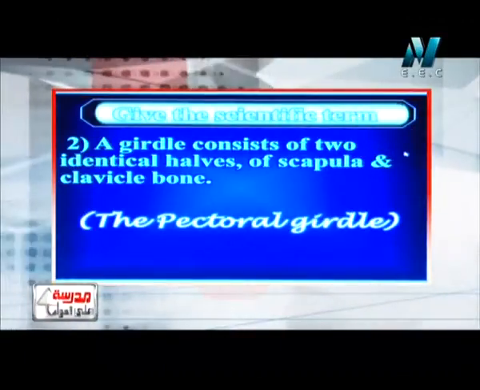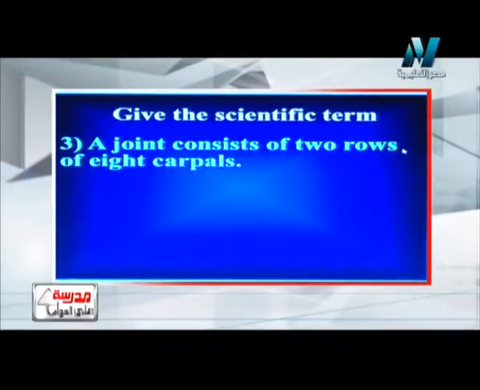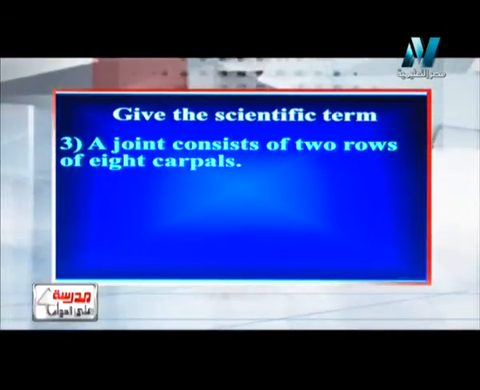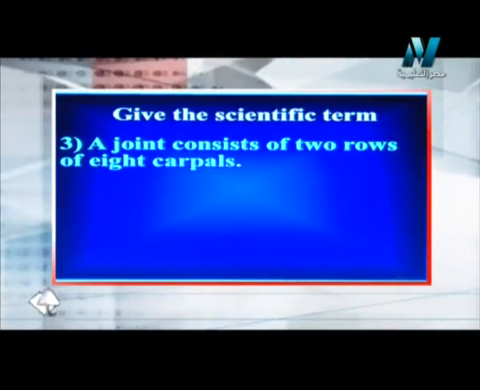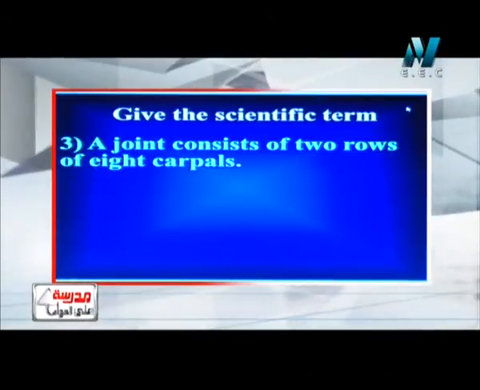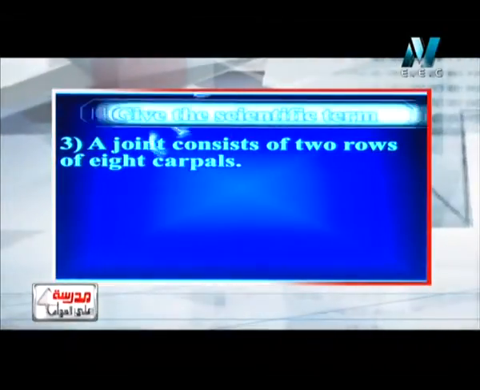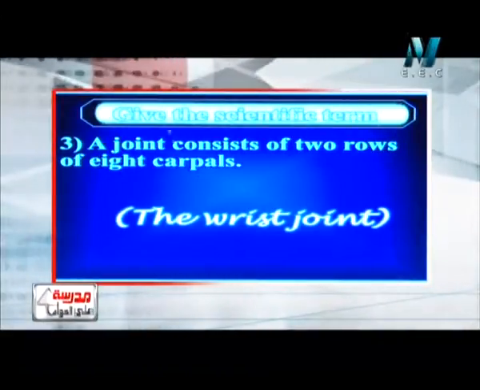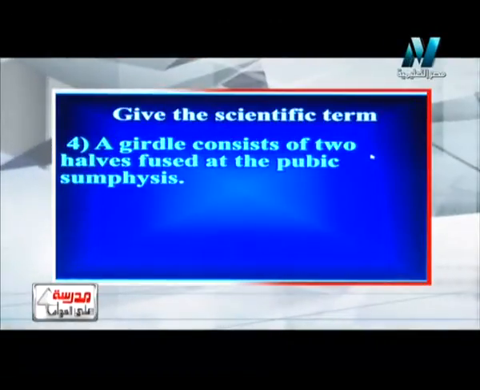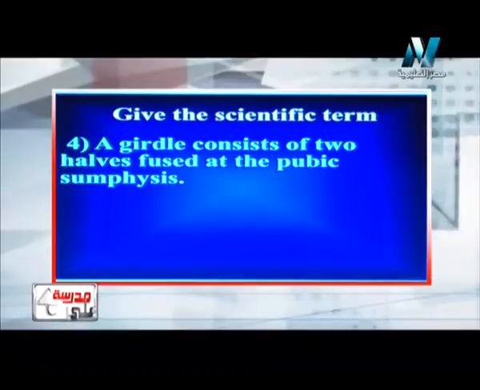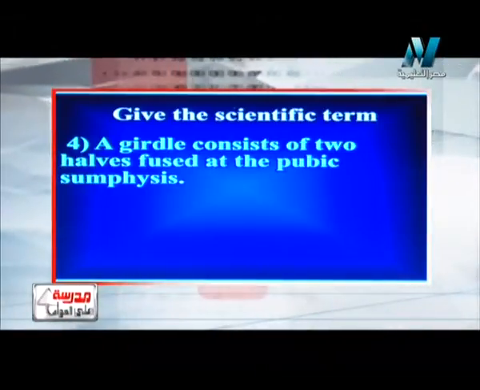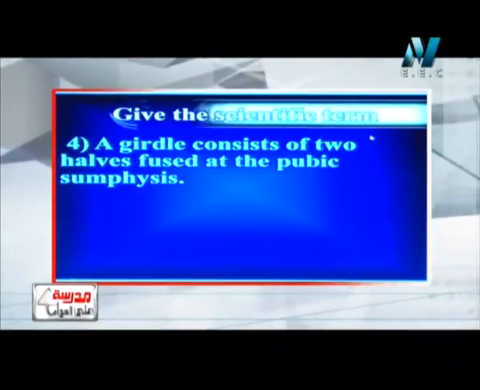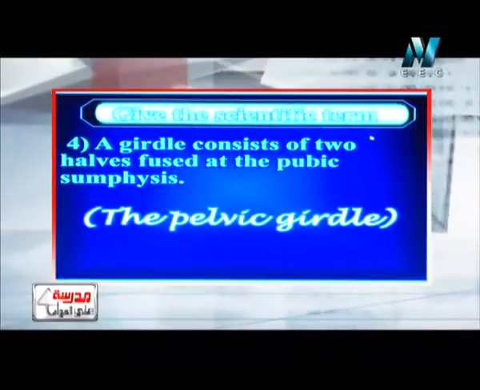The next: a joint consisting of two rows of 8 carpals. The joint which consists of 2 rows of 8 carpals is a kind of synovial joint, which is the wrist joint. The wrist joint is a limited movement joint. The next question: a girdle consisting of 2 halves fused at the pubic symphysis. The 2 halves are fused at the ventral side at the pubic symphysis. This girdle is the pelvic girdle, so the right answer is the pelvic girdle.